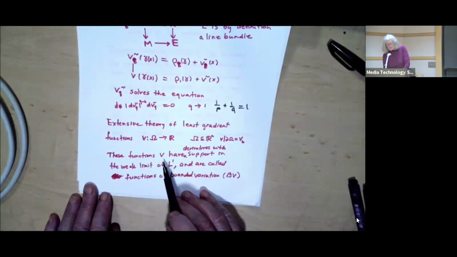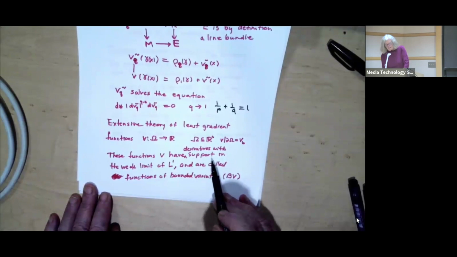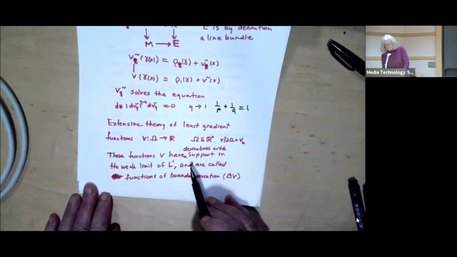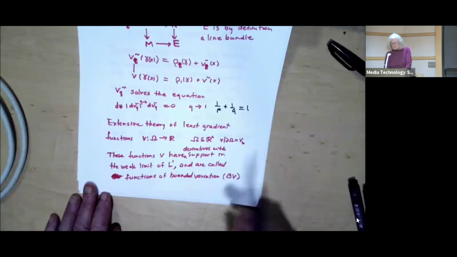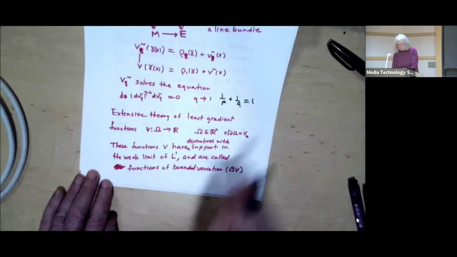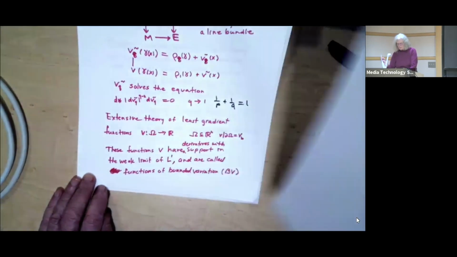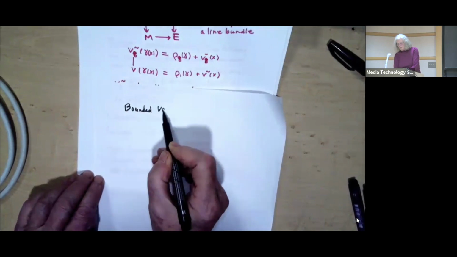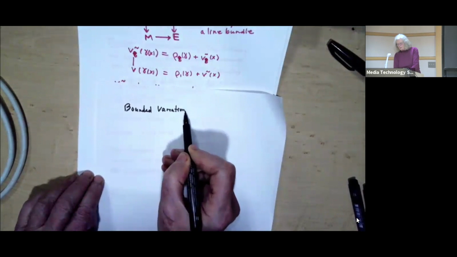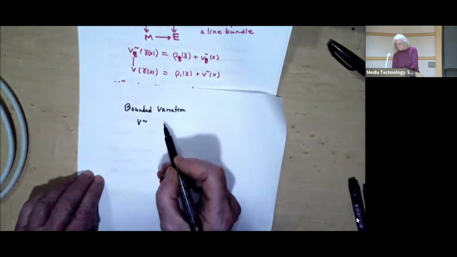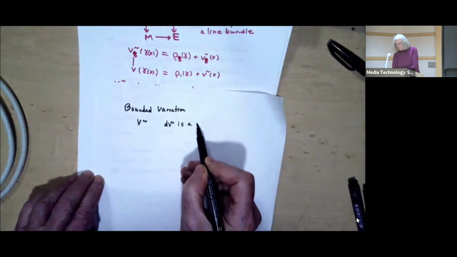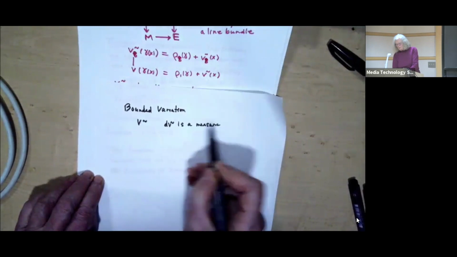The functions V have derivatives with support on the weak limit of the L1. And they're called functions of bounded variation. In other words, I'm sorry, I should have written the definition. Let me use the bounded variation. And again, we better really think of V tilde, that is, D V tilde is a measure. That's the definition of it.